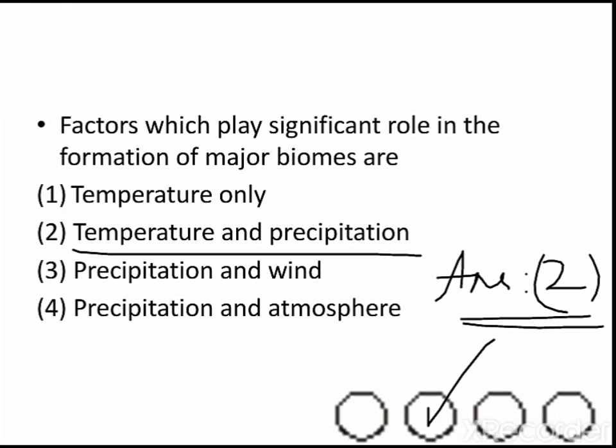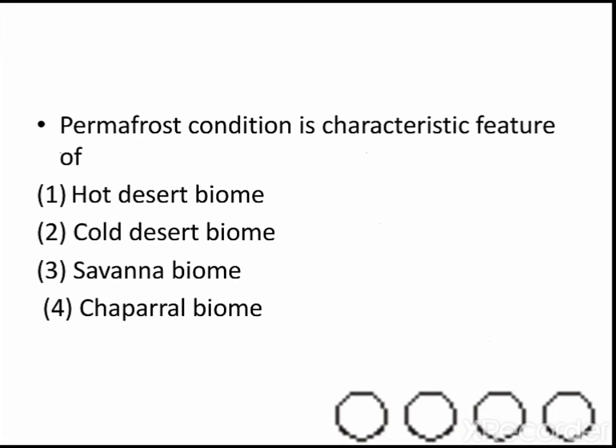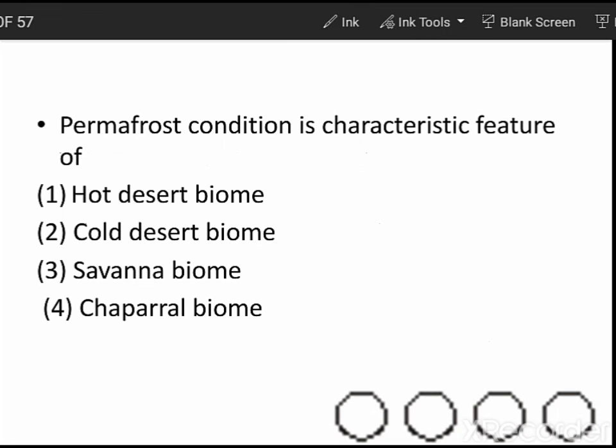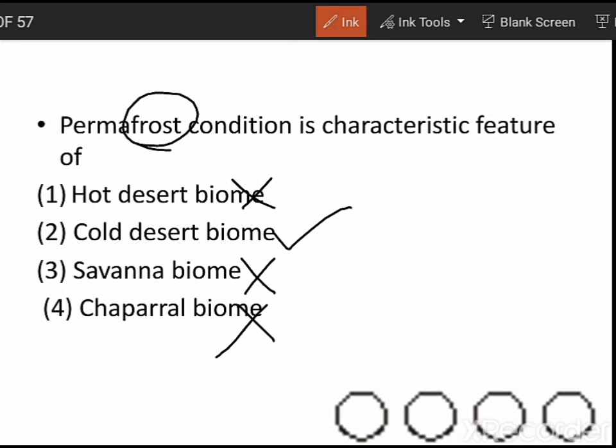Let us move on to question number 5. Permafrost condition is a characteristic feature of. So here we can see the word frost. So based on that we can easily answer the question. Option 1 is hot desert biome. It is wrong. Cold desert biome. That is correct. Savanna biome. No. Chaparral biome. No. So the answer should be option number 2.